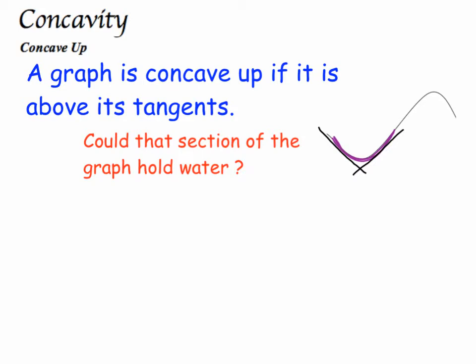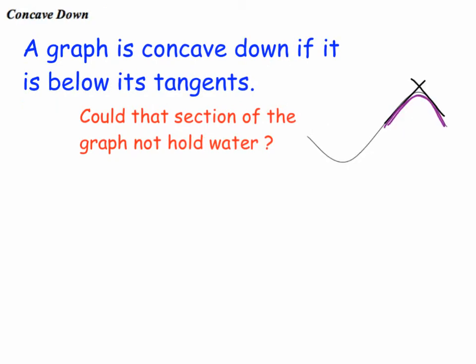So a curve is concave up if it's above its tangents. So you can see here on the graph on the right, sometimes we say, could this section of the graph hold water? If a graph is concave down, then it's below the tangents, and we could ask ourselves that this section of the graph cannot hold water.